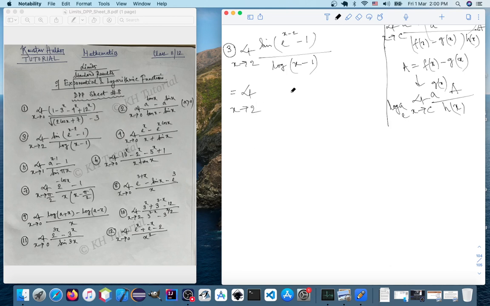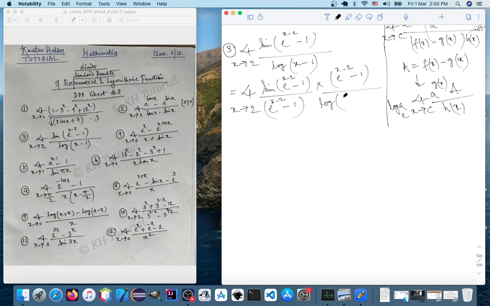Sine of e to the power x minus 2, and this x minus 2 tends to 0 when x is tending to 2. So this whole thing is sine of e to the power x minus 2 minus 1. Clearly we have to apply the sin x by x result, we will create this thing, and of course we have to multiply that to adjust it, and over here we are left with log of x minus 1.